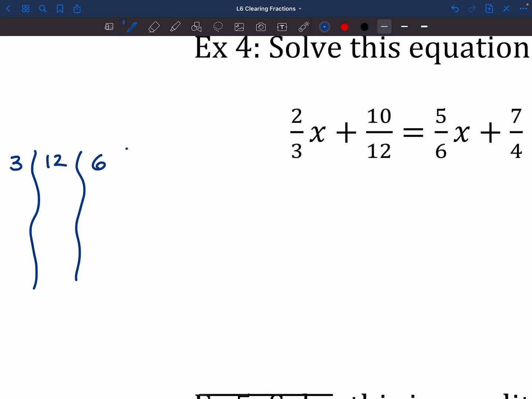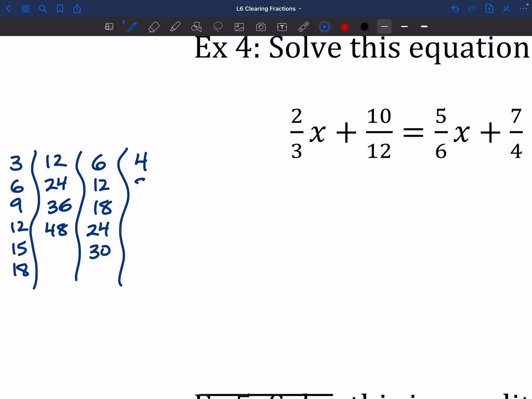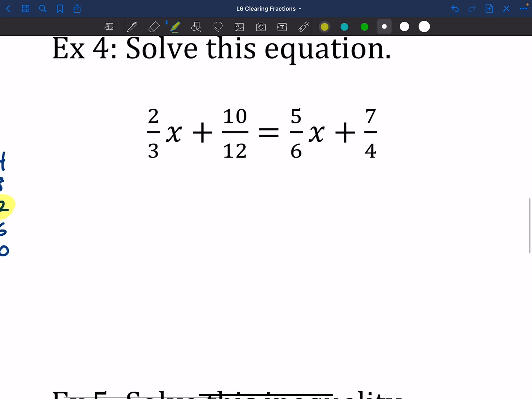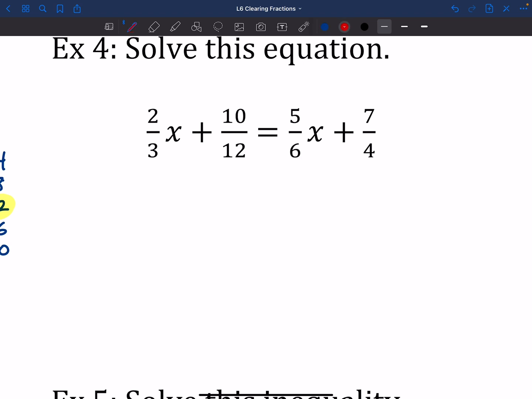12, 6, and 4. So 3, 6, 9, 12, 15, 18; 12, 24, 36, 48; 6, 12, 18, 24, 30; 4, 8, 12, 16, 20. Right, so we have all these different numbers that are multiples of each of those. And I'm looking again for the smallest thing they all have in common. In this one, it might not be what you would expect, right? 12 is actually the smallest thing they have in common. It's one of the numbers that we actually started with. They all have 12 in common, so 12 is going to be a perfectly fine thing to multiply all of this by.